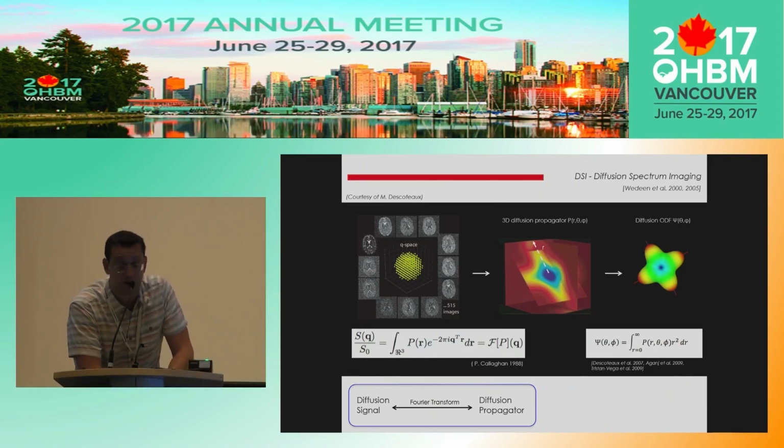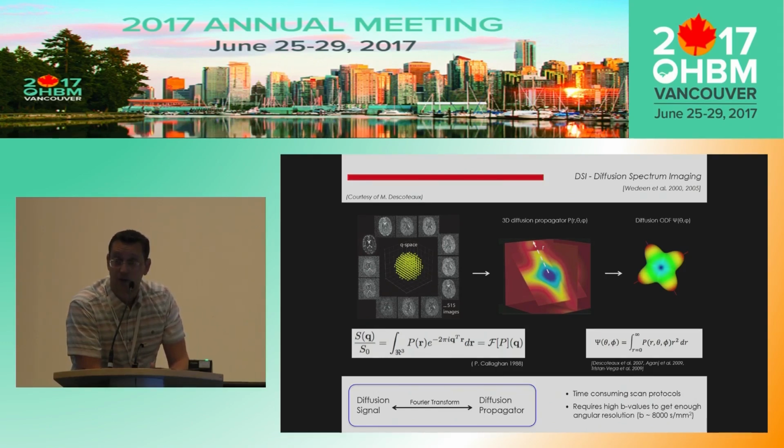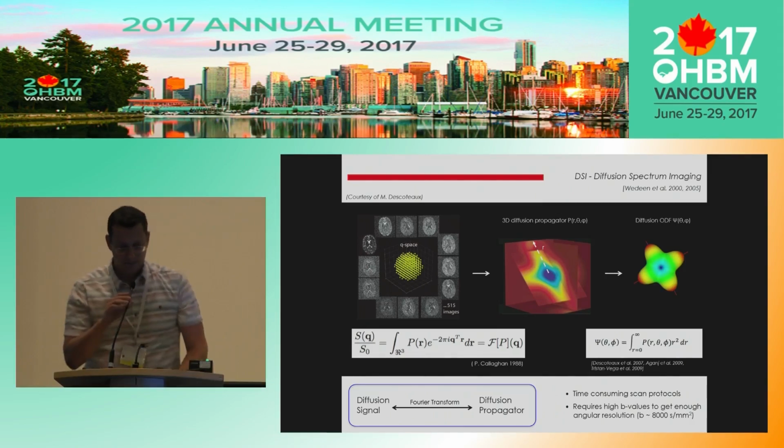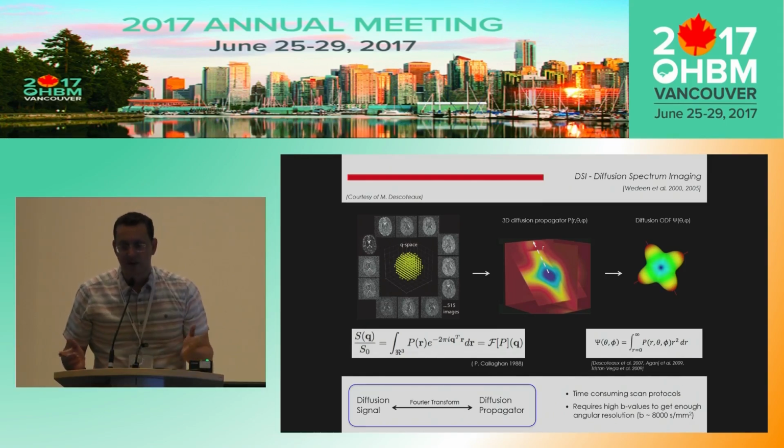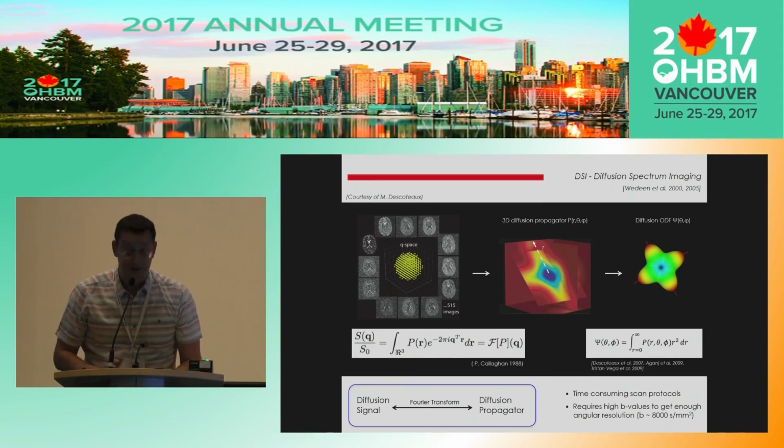The advantage of this method is that, in theory, you don't need to assume anything to build this function. But at the same time, we have a lot of volumes to acquire in order to get the DSI working. We need 500 volumes, so it usually takes a lot of time to collect the data, and we need very high b-values. So the risk is that we might have low SNR at some point. And even if you get 500 volumes, other methods with 60 directions can give you the same result, if not even better.